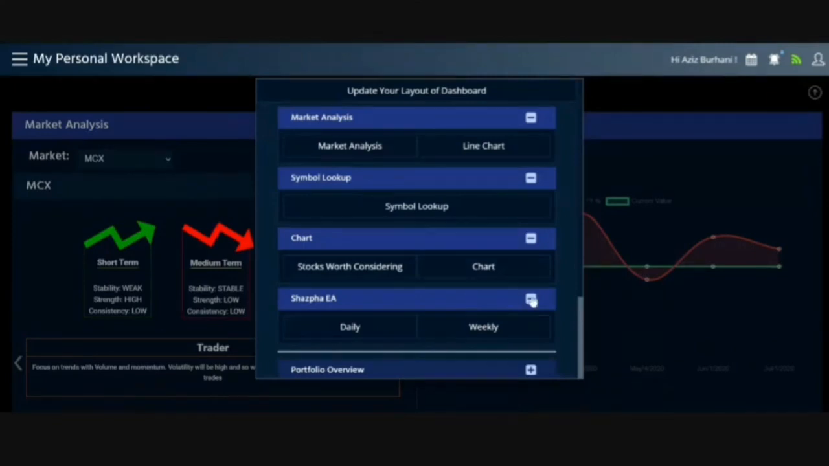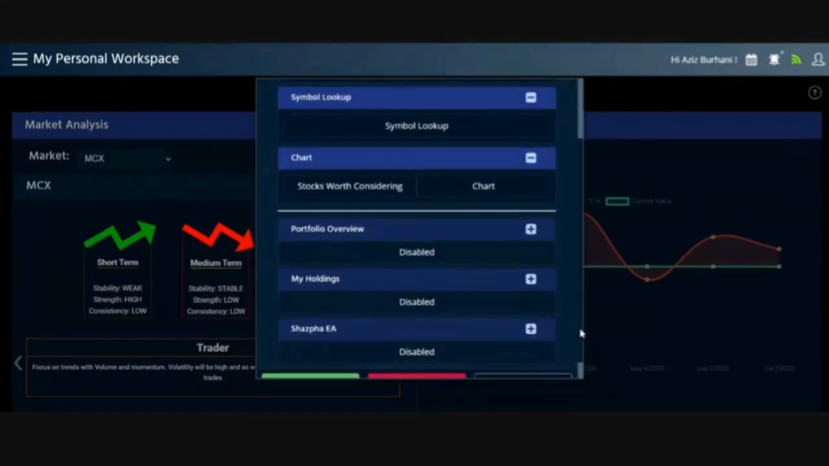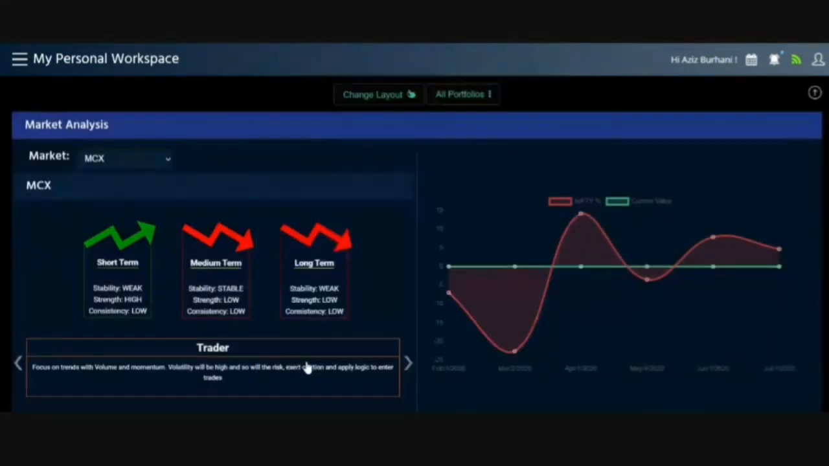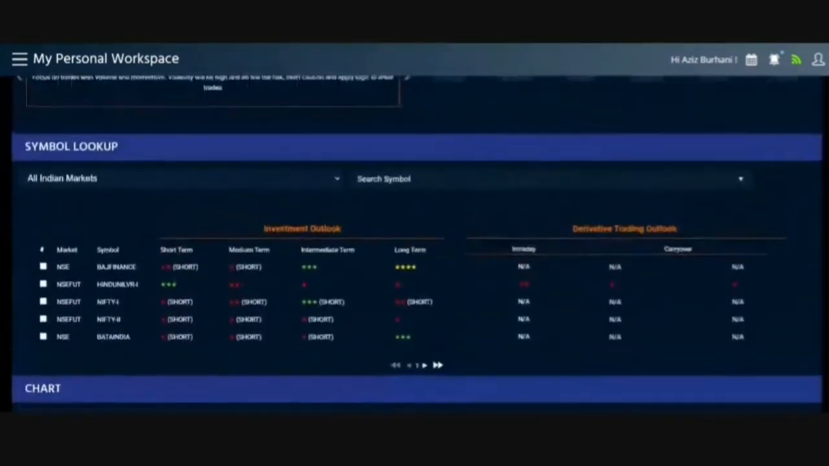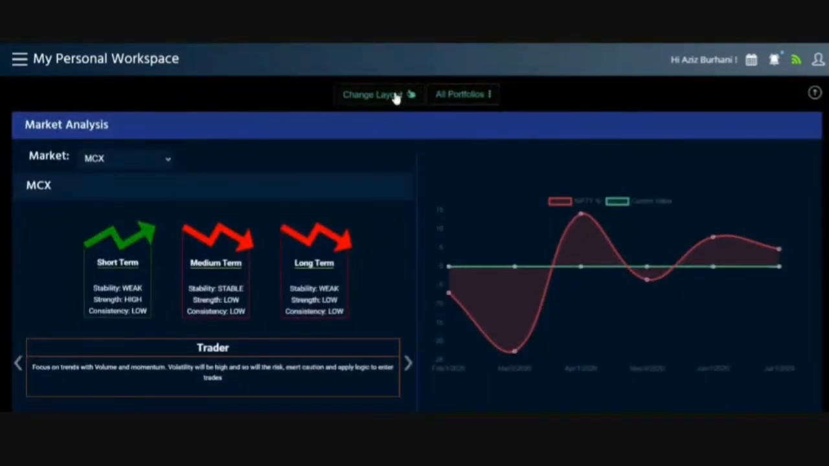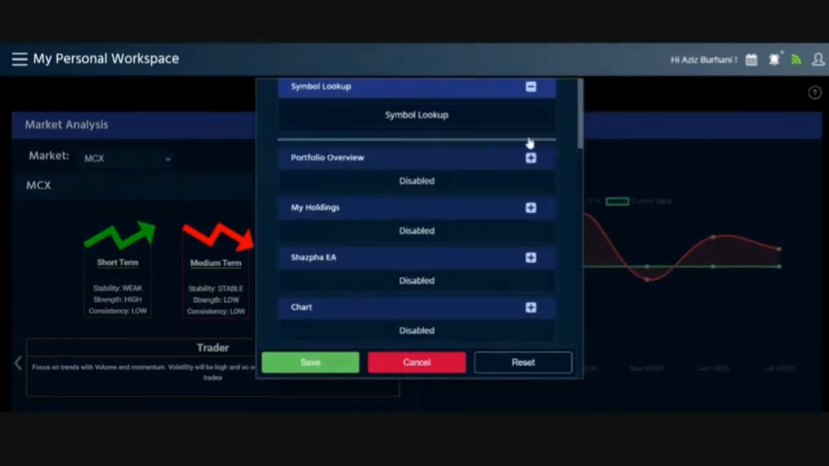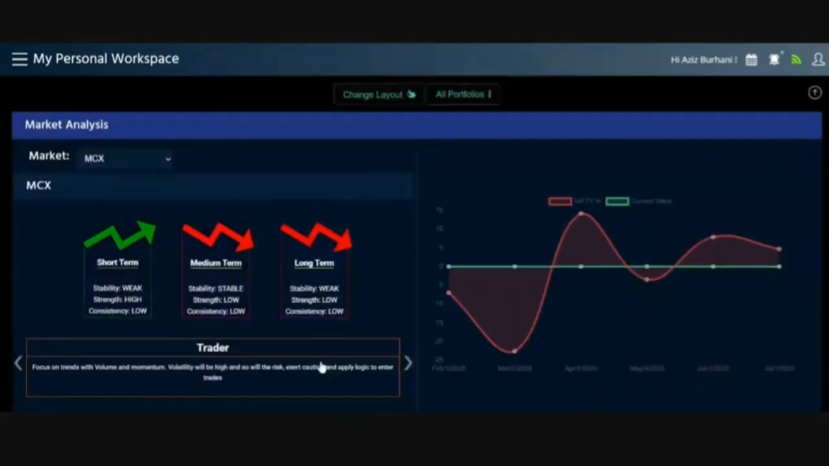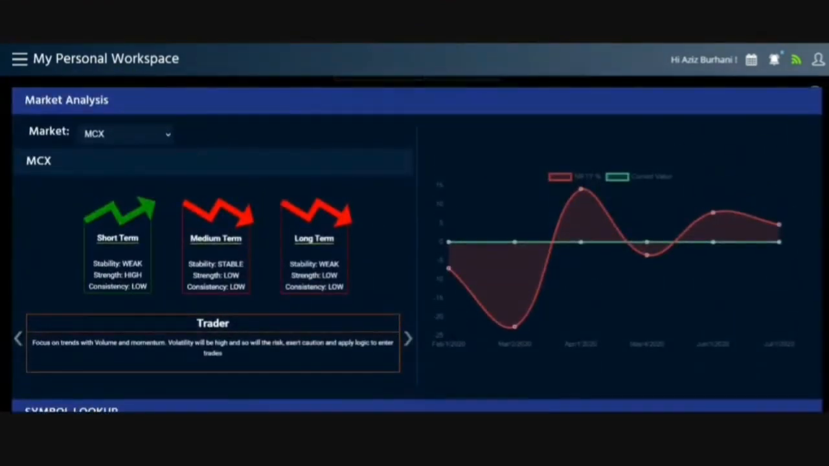So let us assume I want to remove Shasva EA. I will click here on Shasva EA, and the Shasva EA will be disabled. Okay. If you go down, you see Shasva EA is no longer here. Similarly, let us say you don't want to see charts, you disable the charts, and the charts will be gone. You can see here the charts are gone. Okay, so that's about my personal workspace.